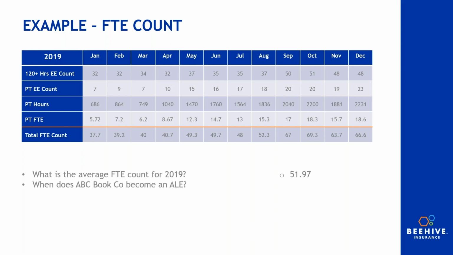So now we ask, when do they become an ALE? And the answer is in 2019. But when do they need to start complying with the ACA? Because they don't need to start complying on January 1st. They didn't know they were going to have a large jump in employees. So there is a little bit of leeway, and they need to start complying January 1st, 2020.